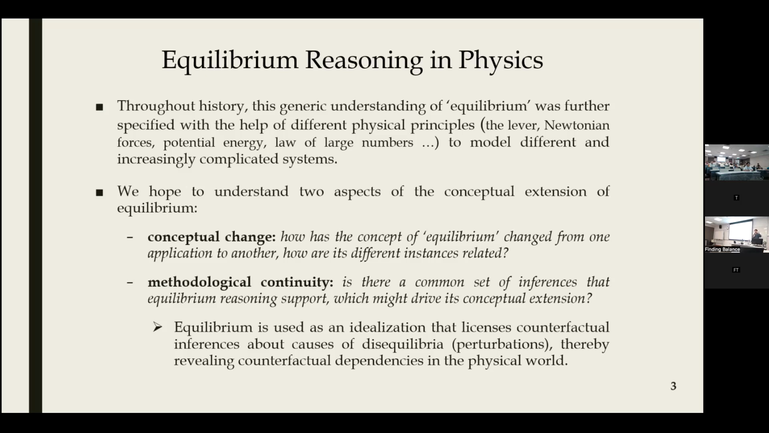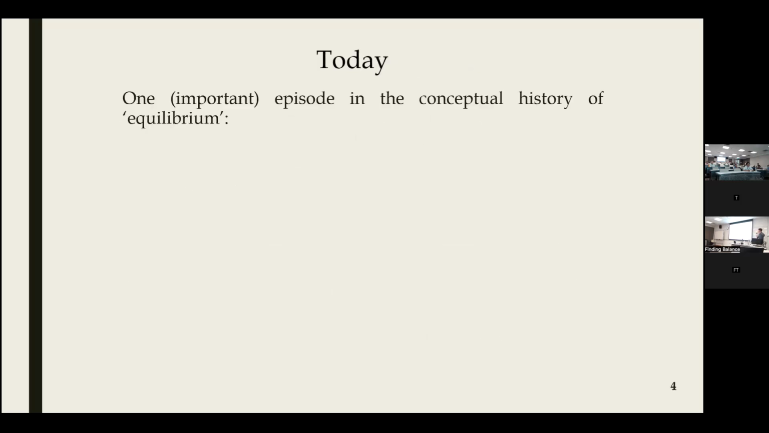So what are the driving desiderata that equilibrium reasoning addresses? The very basic idea there is that I think equilibrium is often used as a specific kind of idealization, an idealization that licenses counterfactual inferences about causes of disequilibria, right? So we model a system to be in a state of equilibrium, because then, given the theory of the balance properties and the balancing relations, we can draw counterfactual inferences about what might explain disequilibria when such disequilibria occur. Thereby, we can reveal some counterfactual dependencies in the physical world, hopefully.